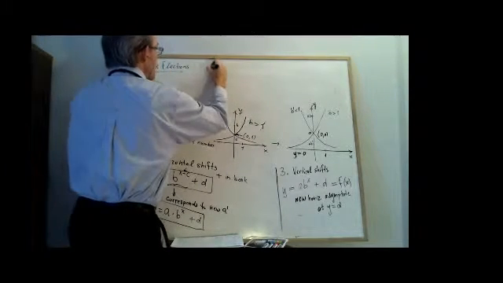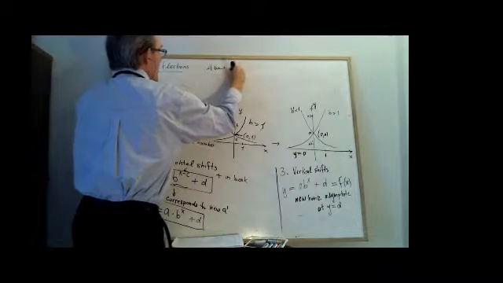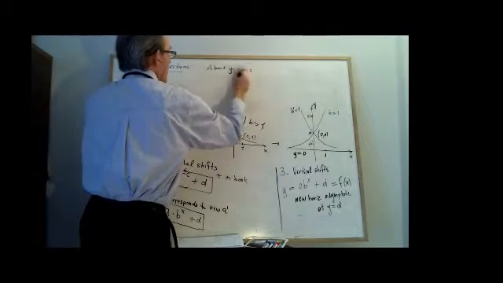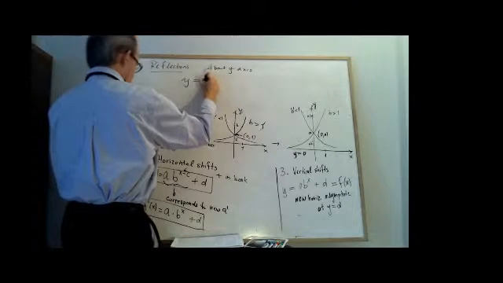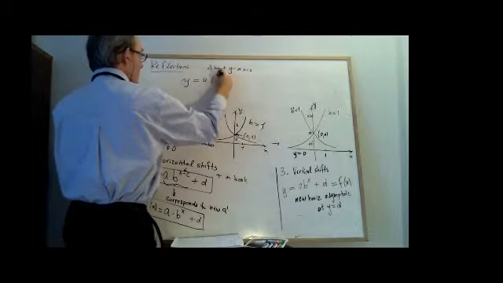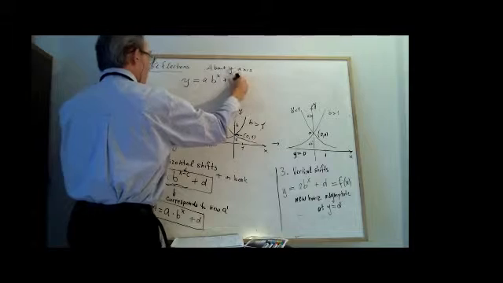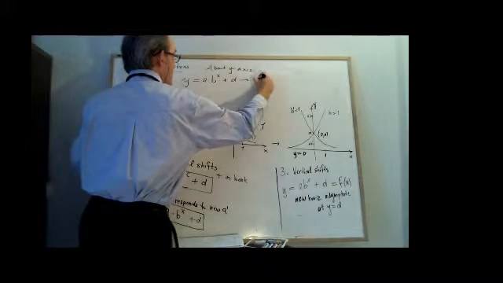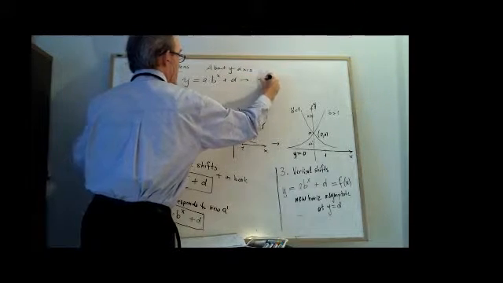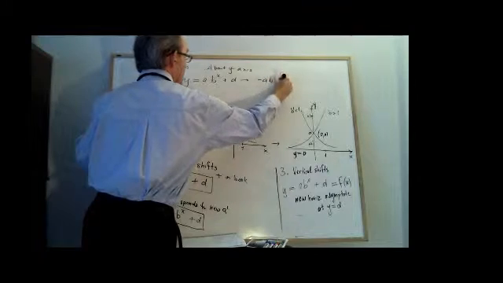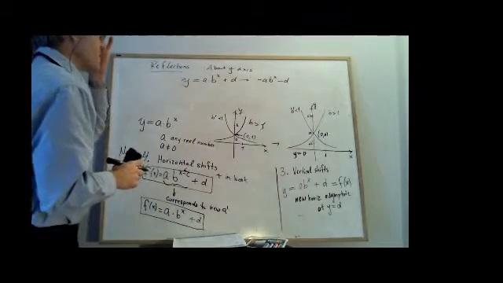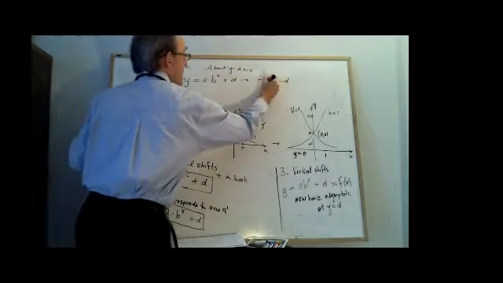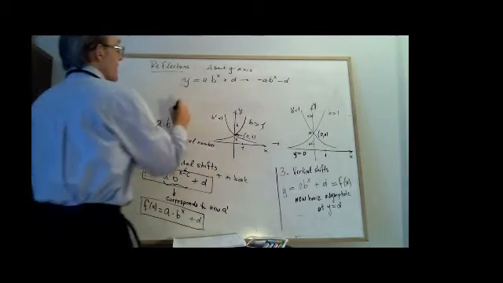So, reflections about the y-axis. This graph goes to minus a b to the x. So the whole thing gets multiplied by a minus sign: minus a times b to the x minus d.